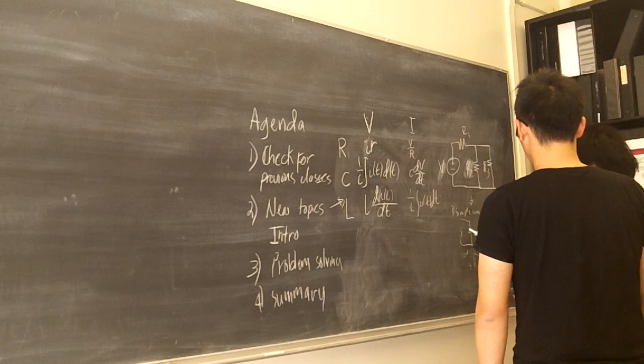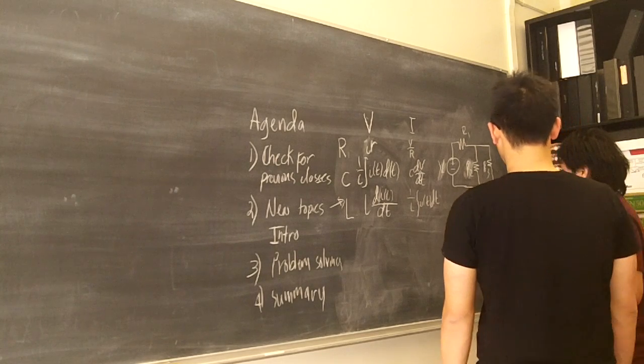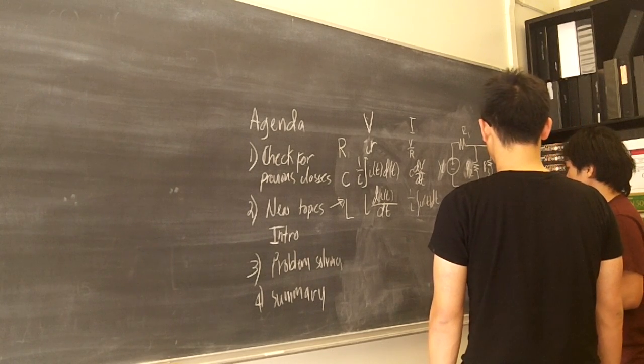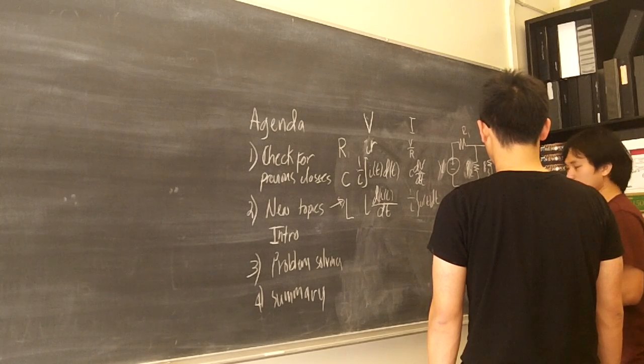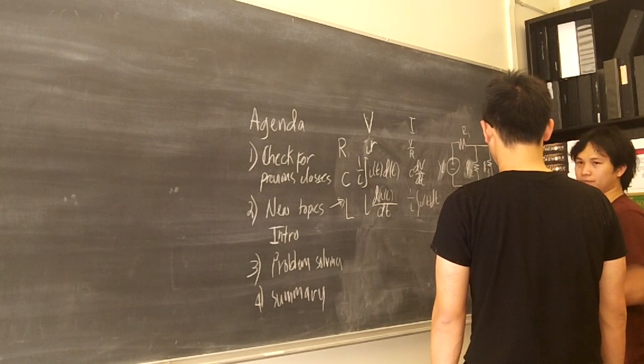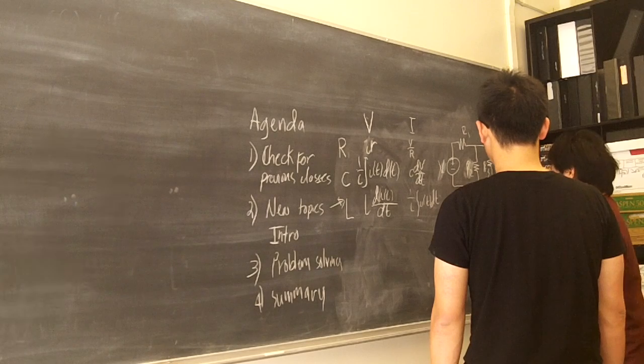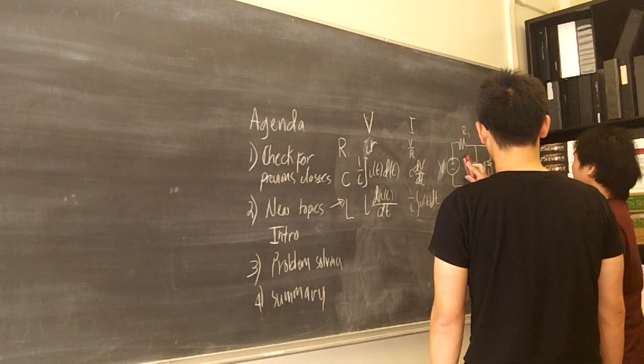So you reduce it to this thing, and then you do that. You say V minus that, and whatever minus that, and then equal to 0. That's your KVL. I thought you were taught this already though.